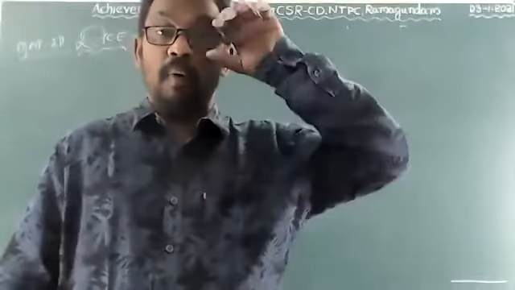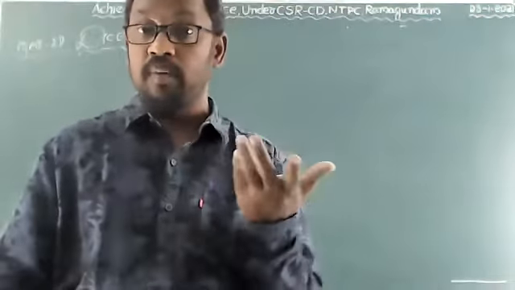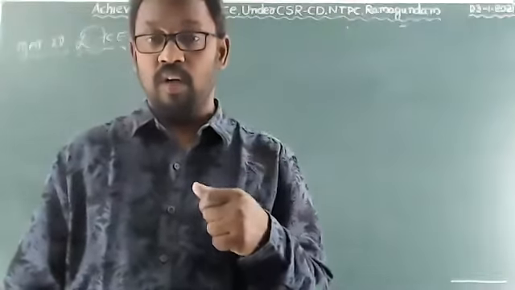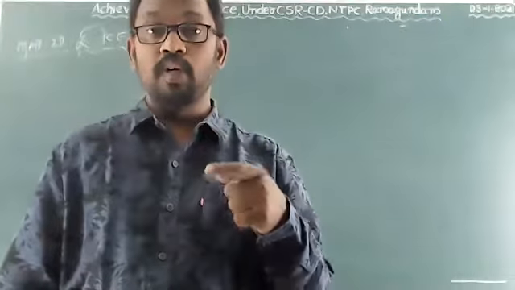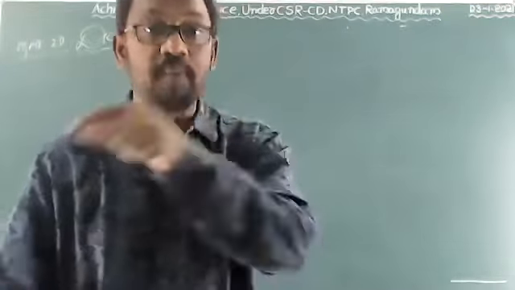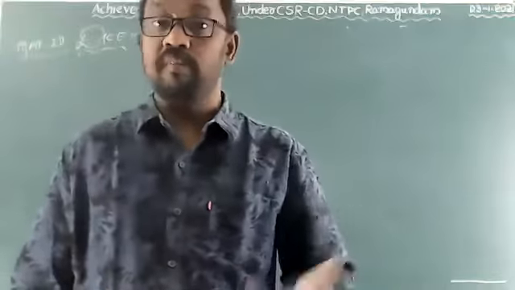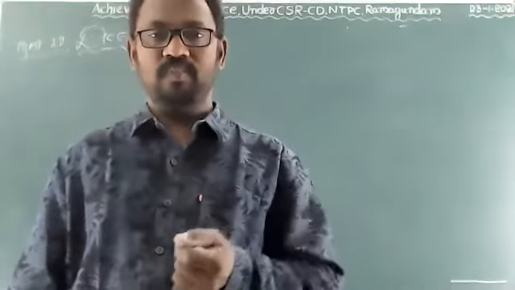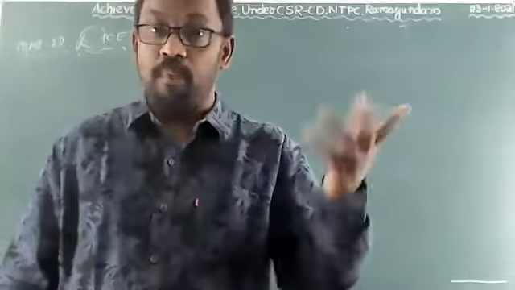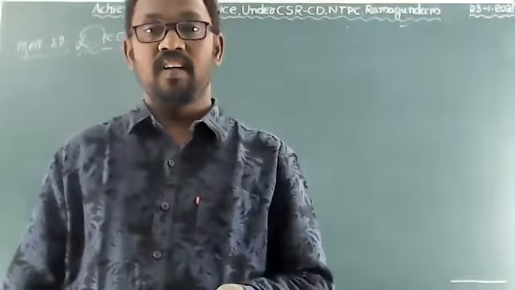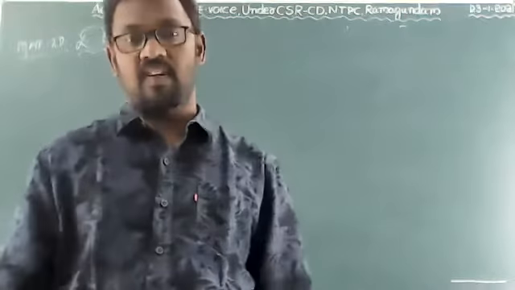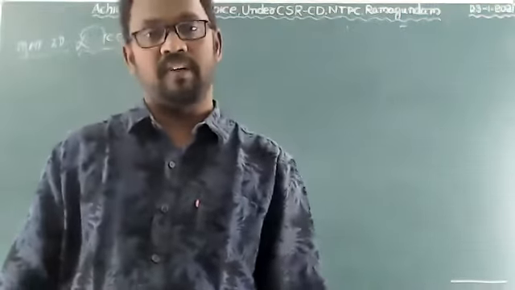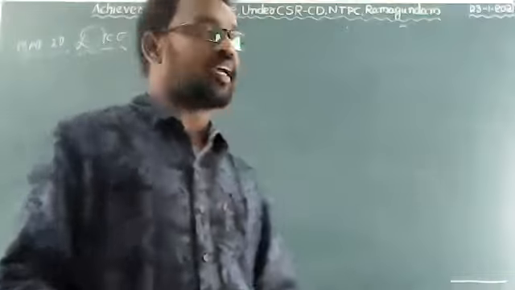Now, the impossible event. Can you say what is impossible on this dice? The probability of getting 7 points on a dice. Will 7 be there? No. 8 points? No. 9 points? No. So it is an impossible event. That is called an impossible event. Understand? Let us see here now.